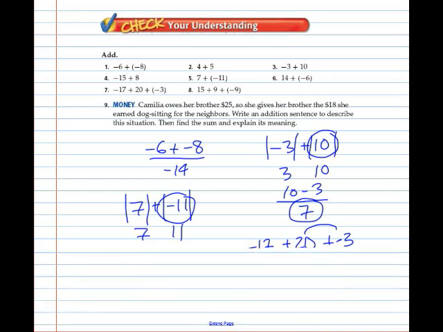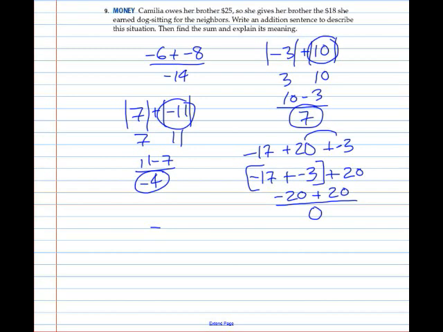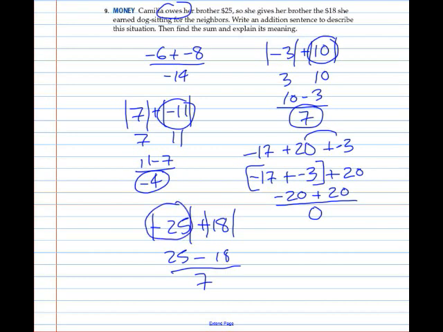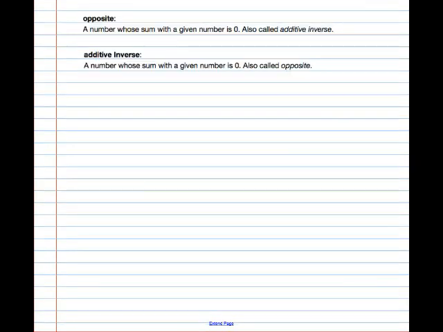Number 9, Camila owes her brother $25, which we would represent with negative 25, because owes means negative. So she gives her brother the $18 she earned dog sitting for the neighbors. Write an addition sentence to describe the situation. We've just done that. Then find the sum and explain its meaning. Well, the absolute value of negative 25 is 25. The absolute value of 18 is 18. Subtract to get 7. 7 is the result because the negative 25 has a greater absolute value. Our result is negative 7, which means Camila still owes her brother $7.